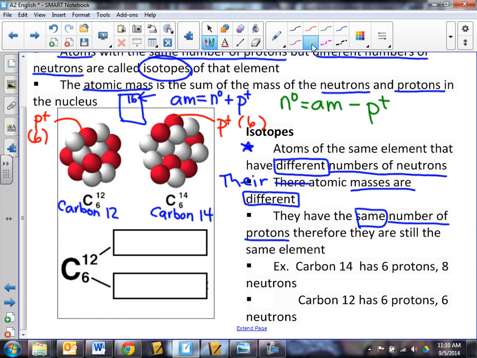The white dots are supposed to represent neutrons. And you'll see that in carbon-12, if I count them, 1, 2, 3, 4, 5, 6, there are 6 neutrons, so it's the same as the number of protons. But in carbon-14, 1, 2, 3, 4, 5, 6, 7, 8, there are 8 neutrons. Now that's written down at the bottom as well, just with words.